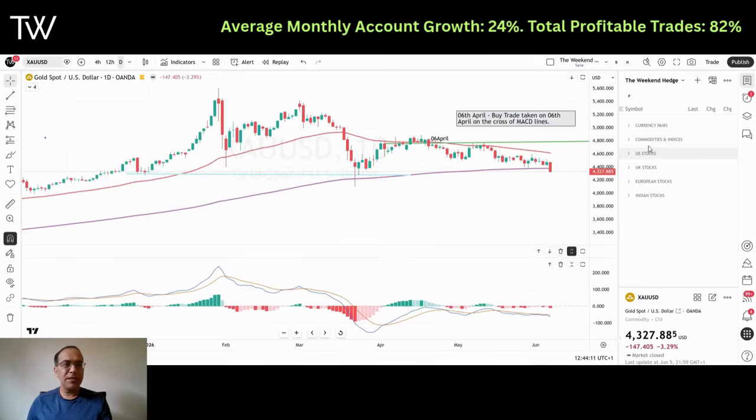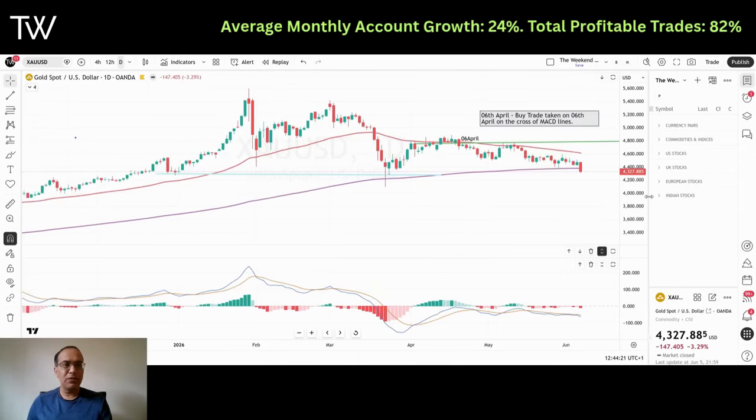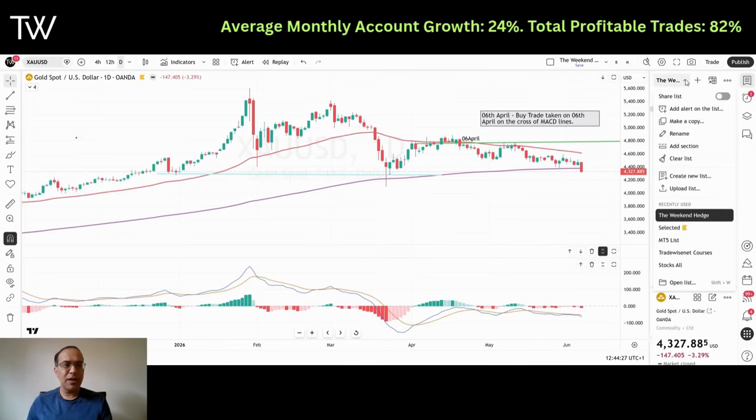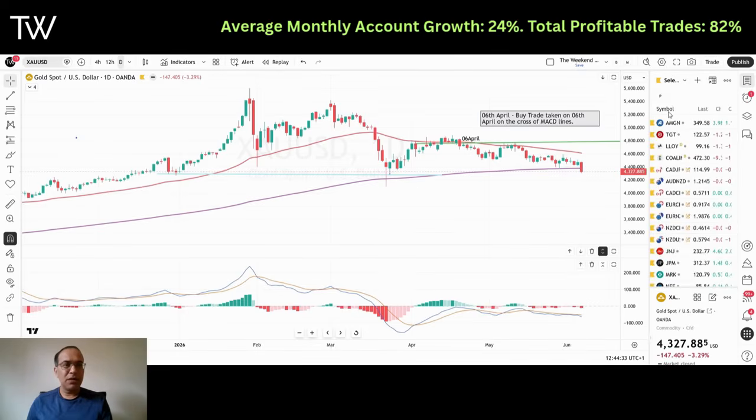Right, in terms of the pairs that we are trading, I've got them here on the right side. We've got currency pairs, we've got commodities and indices, and a bunch of stocks from different markets. Of course, there are a lot of pairs here, so I wouldn't be going through everything, but I have picked out the ones which I am looking at trading right now or next week. So I will be looking at those.